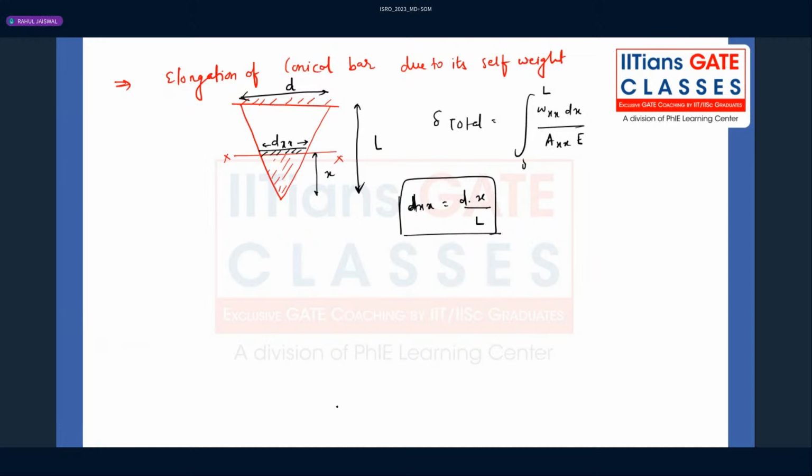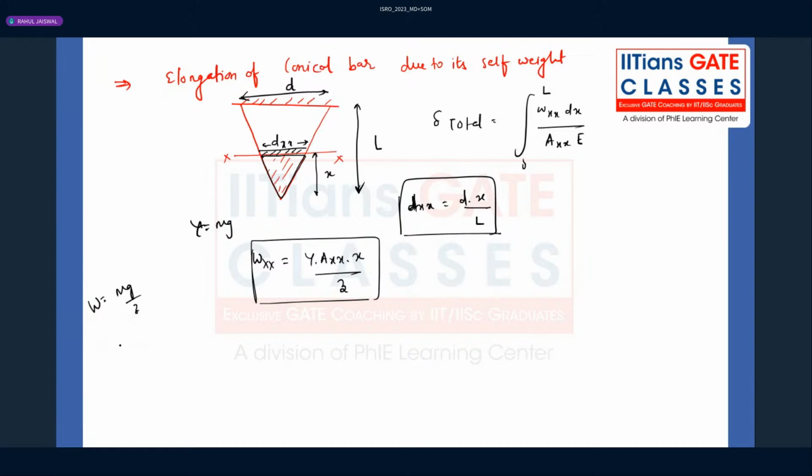What about the next step? What is the load which is acting? The load Wxx will be gamma Axx into x divided by 3. Because that will be the volume of this particular segment, one by three of the volume. The weight of this cone will be mg by 3, not like a prismatic bar.